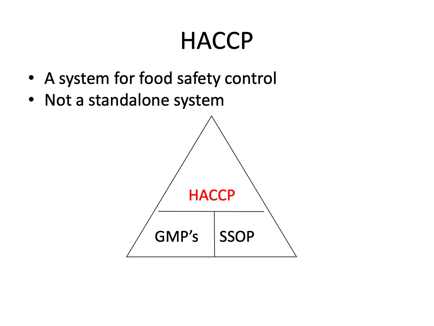HACCP is a preventive system for ensuring food safety, but is not a standalone system. HACCP must be based upon key prerequisite programs such as GMPs and SSOPs. They're your foundation.